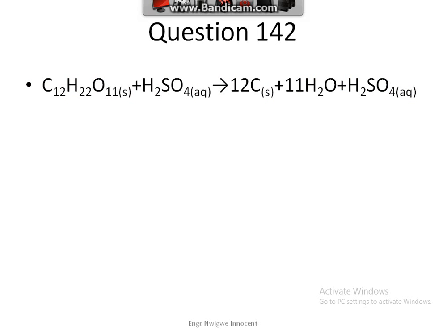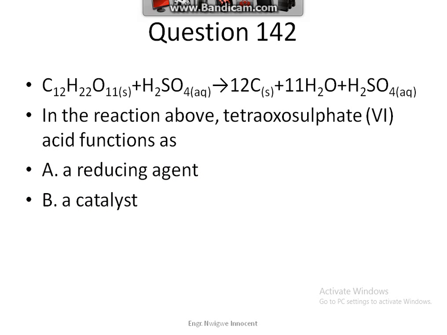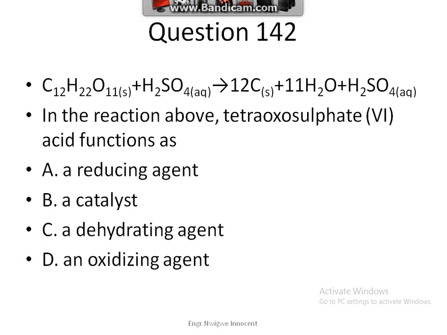Question 142. When sucrose, C12H22O11 solid, reacts with concentrated tetraoxosulfate 6 acid, it gives 12 carbon plus 11 moles of water, H2O. In the reaction above, tetraoxosulfate 6 acid functions as A. A reducing agent, B. A catalyst, C. A dehydrating agent, D. An oxidizing agent.